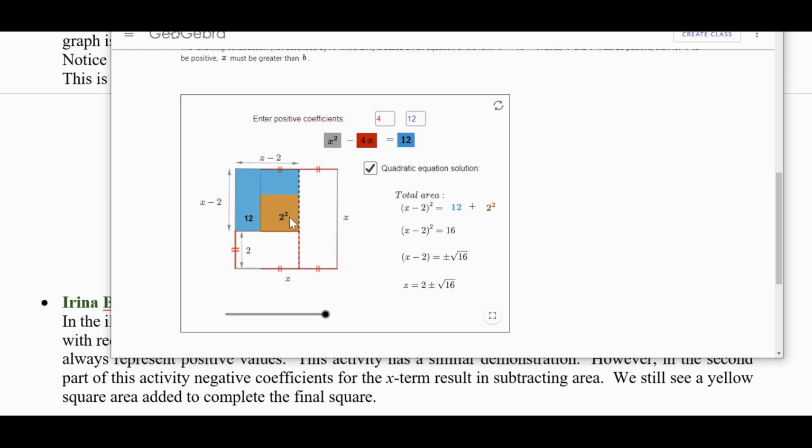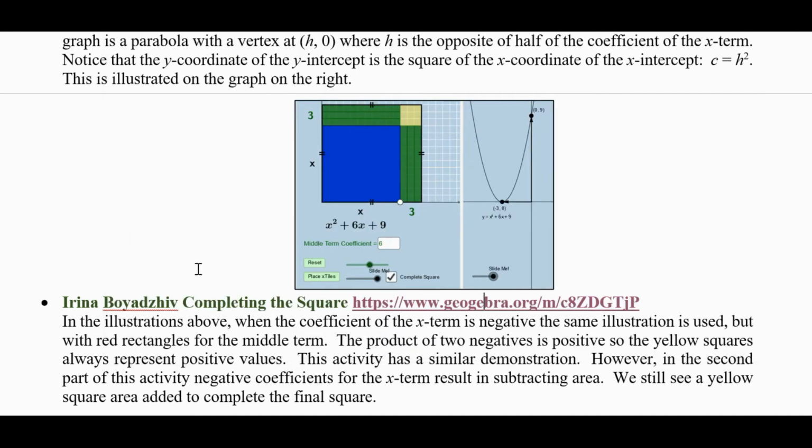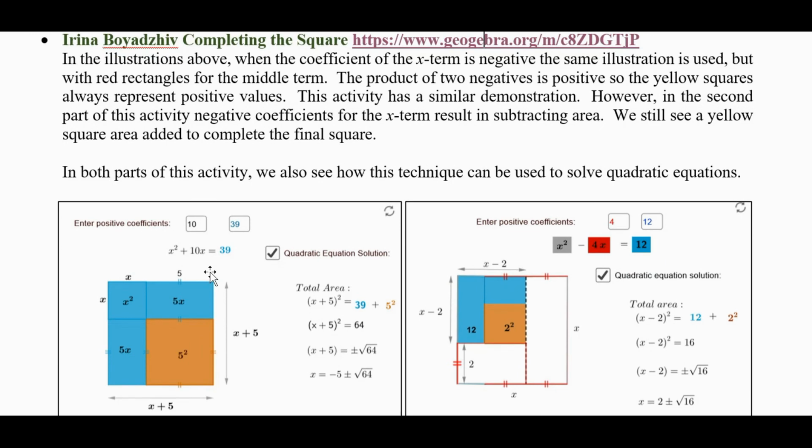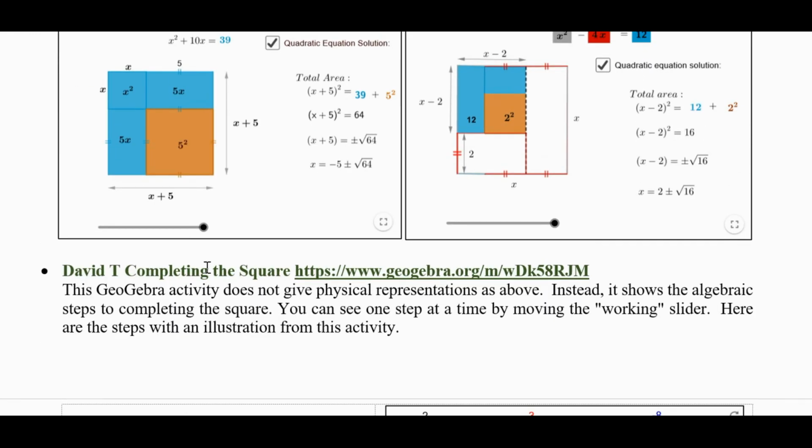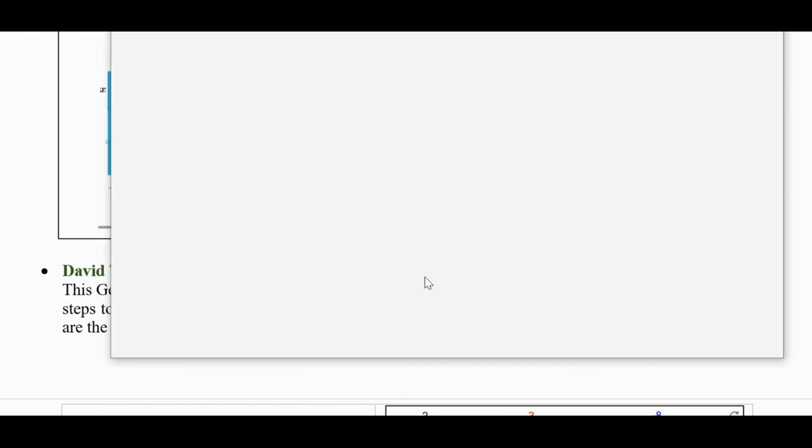So this is a different way of looking at it. Maybe a little more complicated than the previous one, but actually probably a little more accurate in the sense that it's actually subtracting areas when we're working through this. There's some static screenshots. All right, here's another one to look at. These are pretty cool. Let's take a look at this one here.